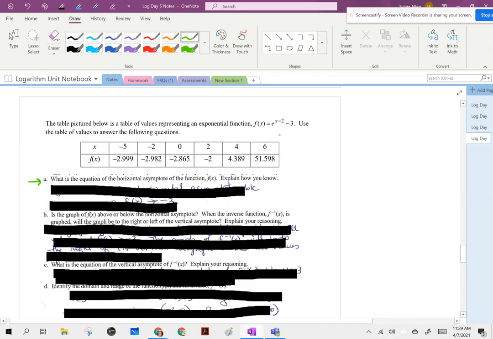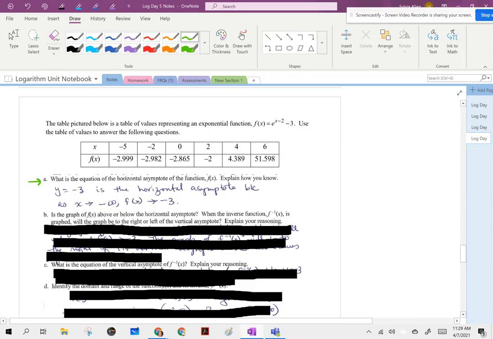Okay, so remember this is exponential. You should be able to answer this. Hopefully you can look at the table and identify that the table values are getting closer to -3. And if you look at the reasoning behind that, as x approaches -infinity, the y values are approaching -3.